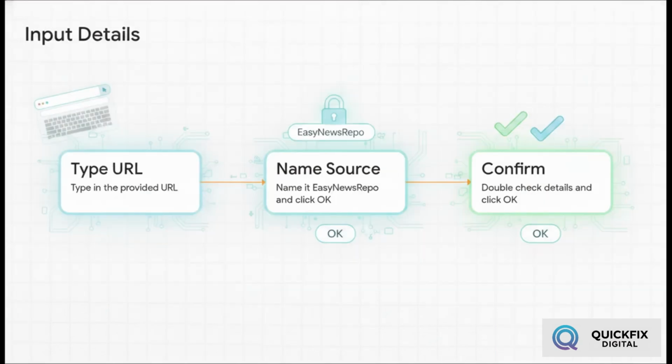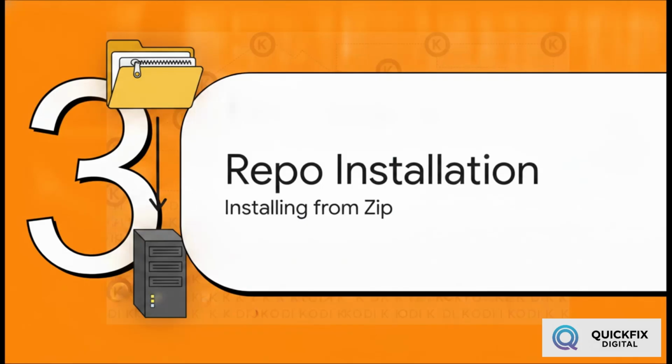Once you've clicked None, you're at Step 5. Carefully type in that provided URL we just talked about. Step 6, in the next box down, you need to give this source a name. The guide instructs us to name it exactly EasyNews Repo, and then click OK. Finally, Step 7, double-check that everything, the URL and the name, is perfectly correct. All good? Click OK one last time to save the source to your system. And just like that, Phase 1 is complete. Let's move on and see how this builds in Section 3.